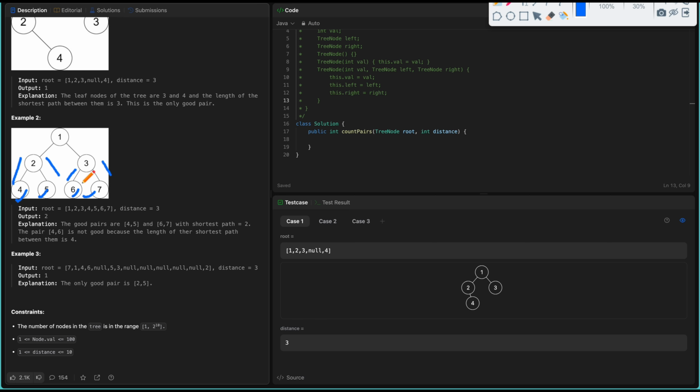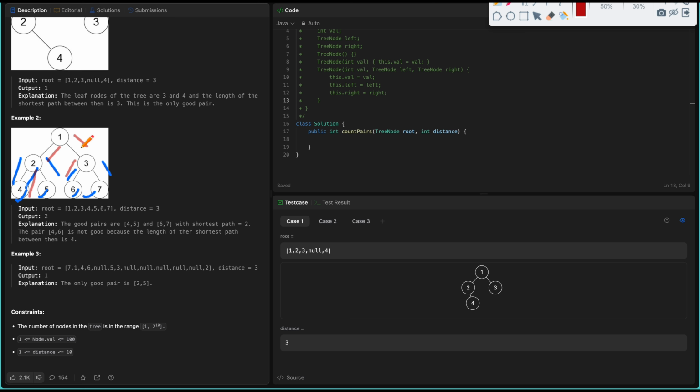But the pair 4 and 6 is not a good pair because the distance between them is 4, which is more than the given distance 3. We go from 4 to 2, then 2 to 1, then 1 to 3, and then 3 to 6, right? So that is why the distance is 4. So we just return 2 in this case because there are only two good pairs.